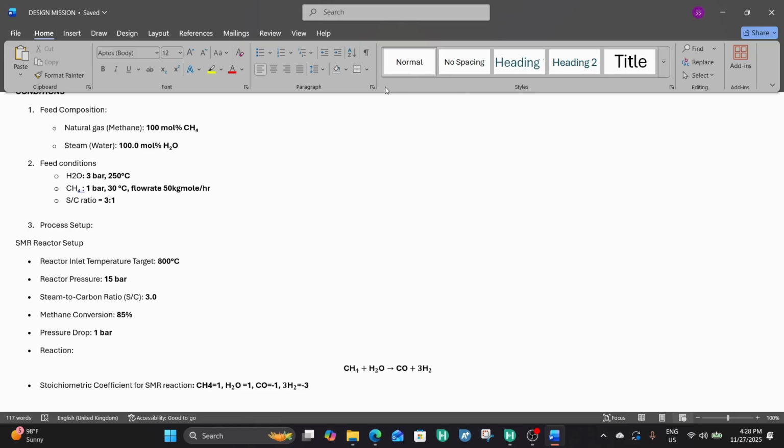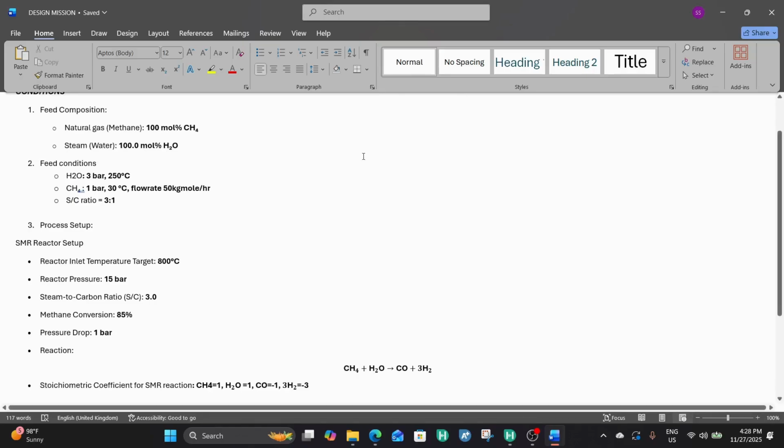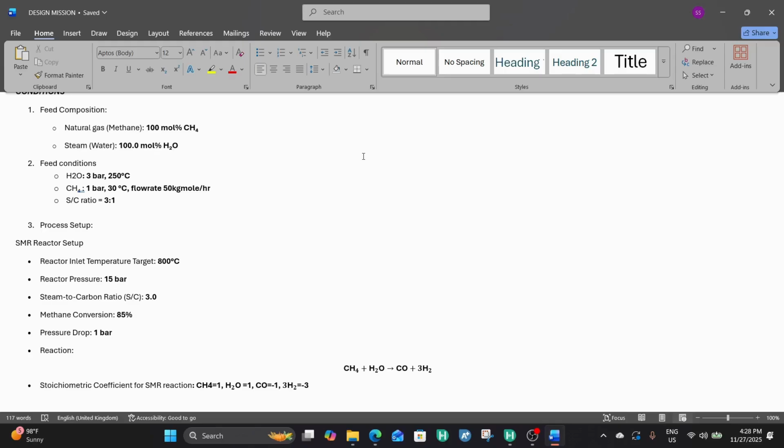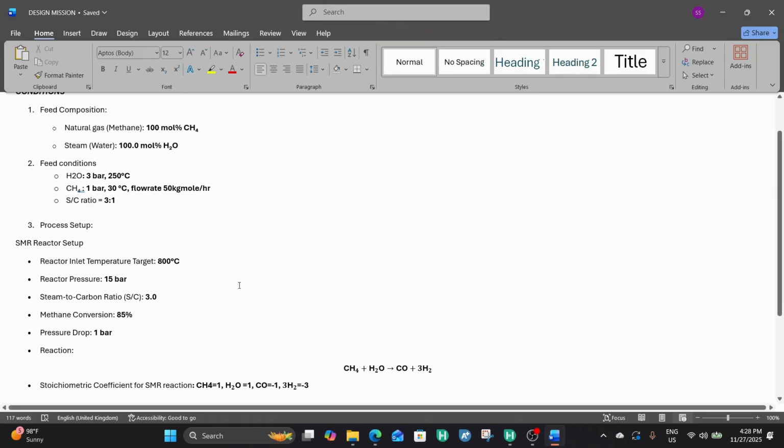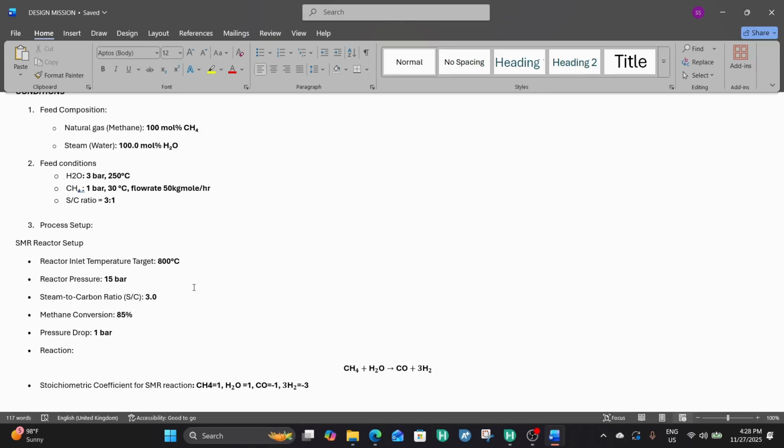Process setup for our steam methane reforming reactor. The setup goes as follows. Reactor inlet temperature target is 800 Celsius. Reactor pressure 15 bar. Steam to carbon ratio 3 to 1, which is still 3.0. Then methane conversion 85%. We're expected to convert 85% of our methane for the SMR reaction, and we're expecting a pressure drop of 1 bar inside our reactor.